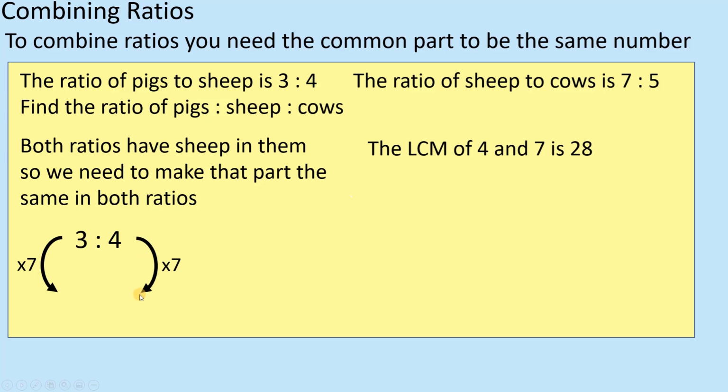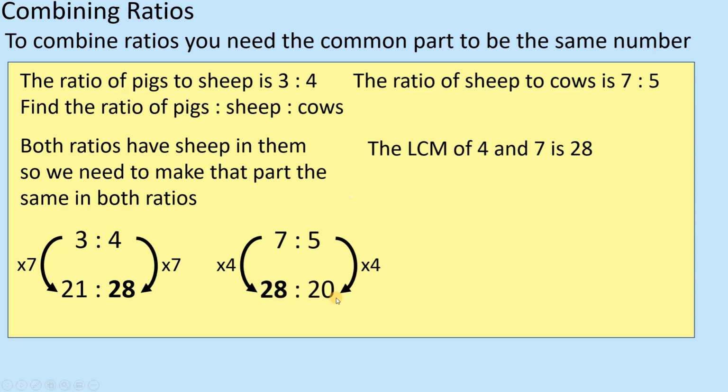Looking at the first one, if I'm going to change this bit to 28, I need to times it by 7. So to keep the ratio correct, I also need to times this one by 7. So I've got 21 to 28. I'm going to do the same for the 7 and 5. I need to change this to 28, so I need to times it by 4. That means I also need to times this one by 4. So I've got now 28 to 20.